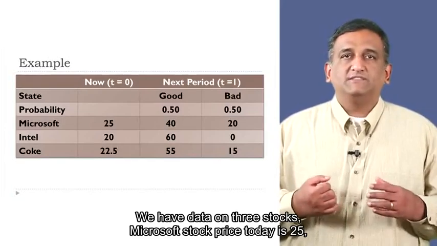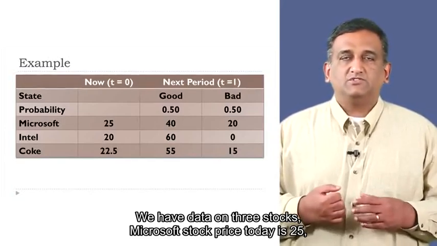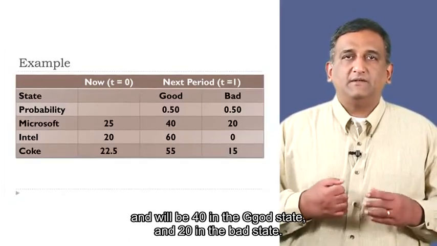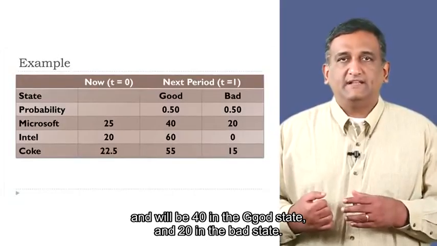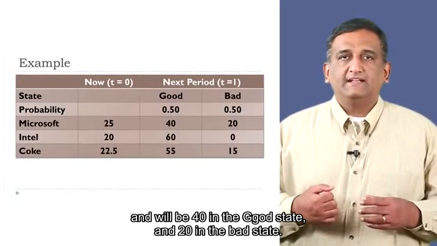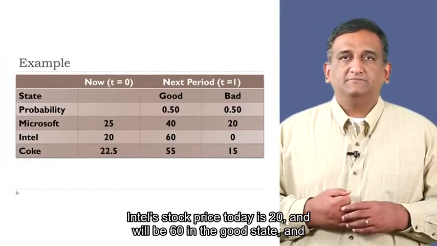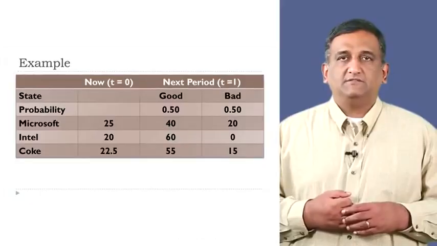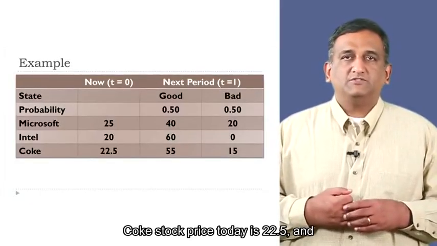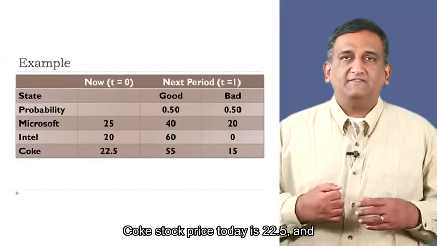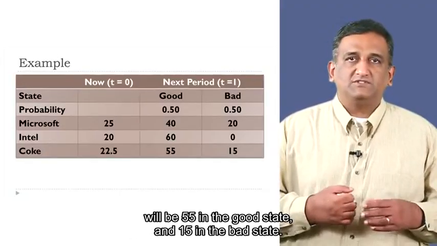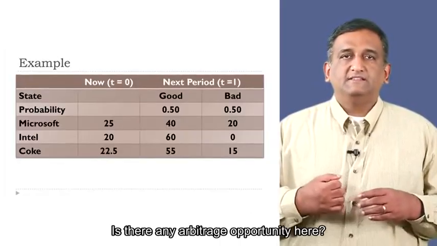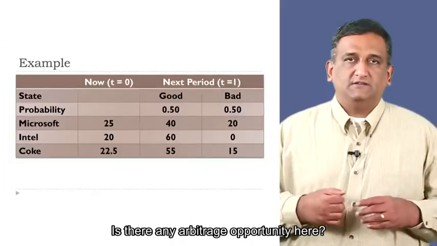We have data on 3 stocks. Microsoft stock price today is 25 and will be 40 in the good state and 20 in the bad state. Intel stock price today is 20 and will be 60 in the good state and 0 in the bad state. Coke stock price today is 22.5 and will be 55 in the good state and 15 in the bad state. Is there any arbitrage opportunity here?